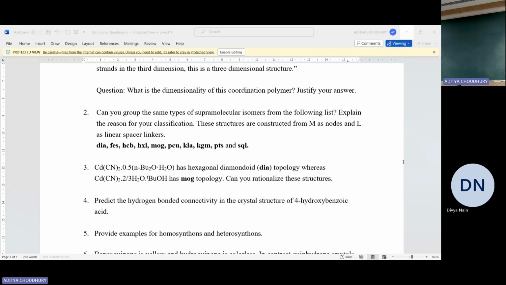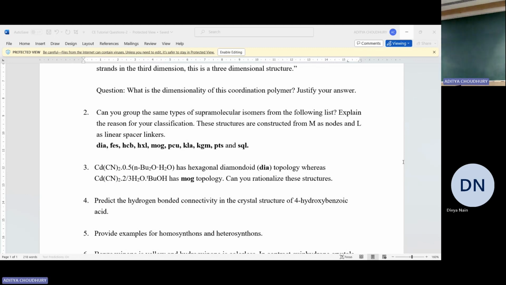This again, it's the same cadmium cyanide that has got the MOG structure. So now, how come the cadmium cyanide formula is here? It's exactly the same. It's a N-butyl, this is tertiary butyl alcohol is there. How can you have different structure? Completely different. It's not diamond dot or hexagonal diamond or cristobalite or lonsdaleite. This is MOG topology.